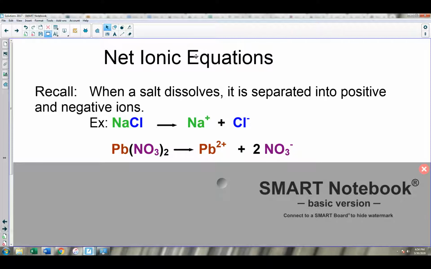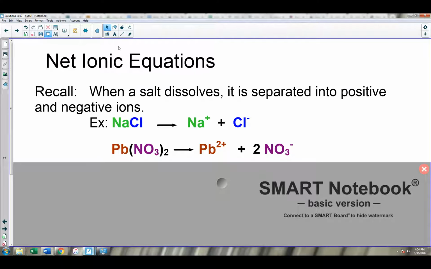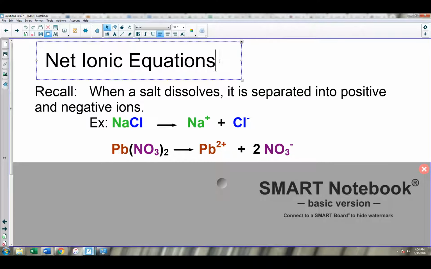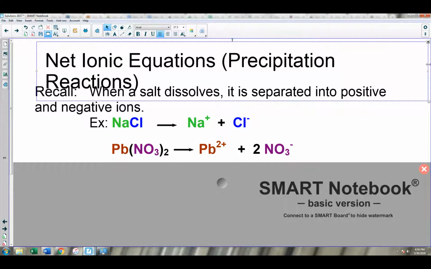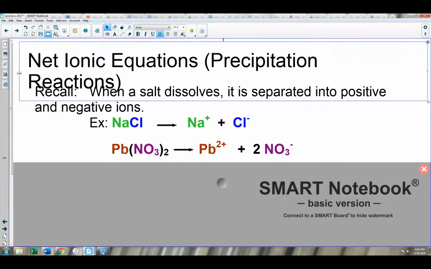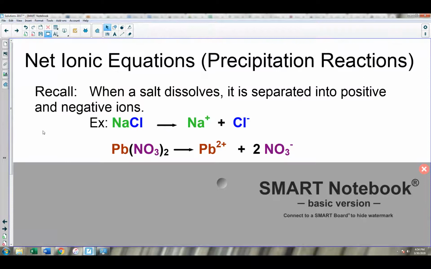A net ionic equation describes a precipitation reaction. So a reaction where you have two liquids, or two dissolved compounds, that mix together and form a compound that's not soluble. So we described this as two liquids creating a solid when we did this in the reactions chapter.